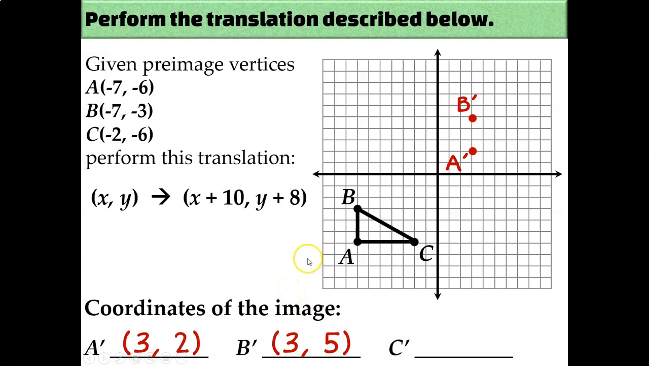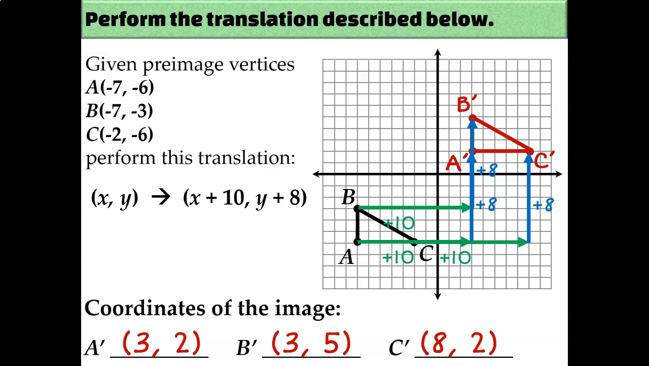And do the same thing with C, 10 units to the right and 8 units up. And there's C prime, which is the point 8, 2, which is -2 plus 10 gives you 8, and -6 plus 8 gives you 2. So each time all you're doing to make this image triangle is moving each point 10 to the right and 8 up.